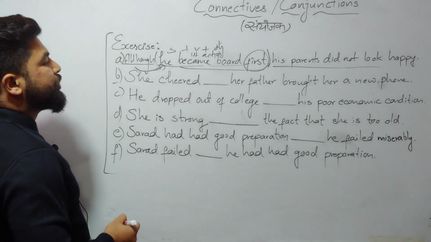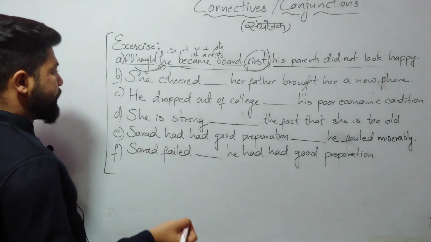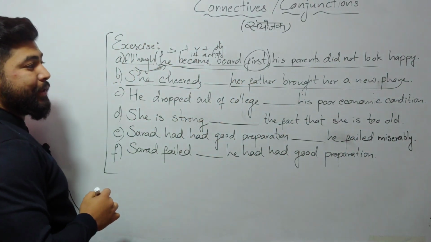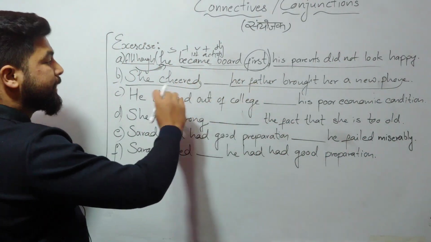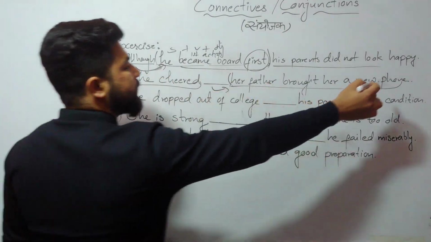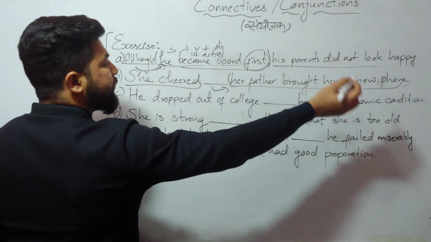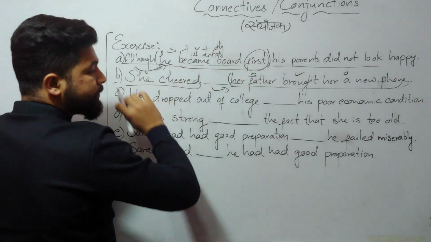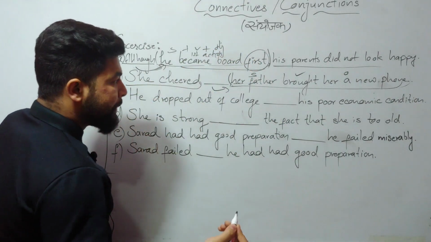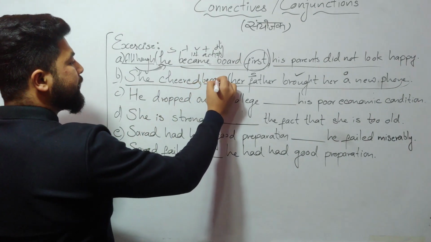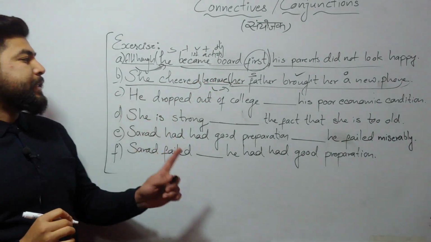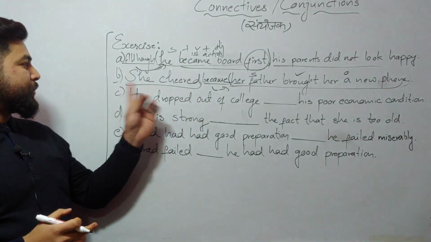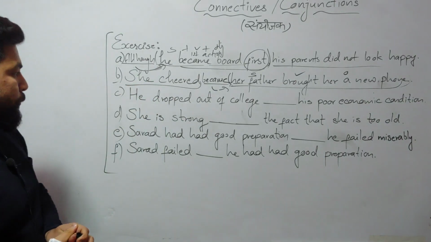Come to number B. She cheered. Her father brought her a new phone. So she became happy. She cheered. Her father brought her a new phone. Who would not be happy if their father gives them a new phone, right? So this is a reasoning sentence, and you have to see what's after the blank space. Her father brought her a new phone. This is the subject, her father. There's a verb, there's an object. So this is a sentence. And for a sentence with subject plus verb plus object pattern, reasoning, all we have is because. So the answer is: she cheered because her father brought her a new phone.